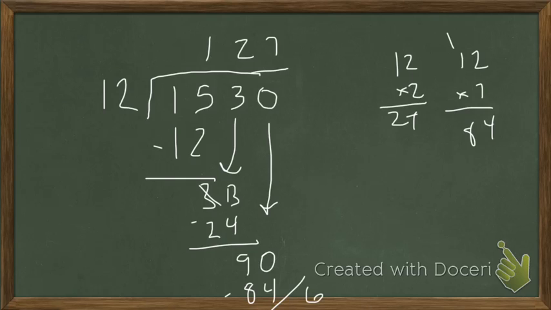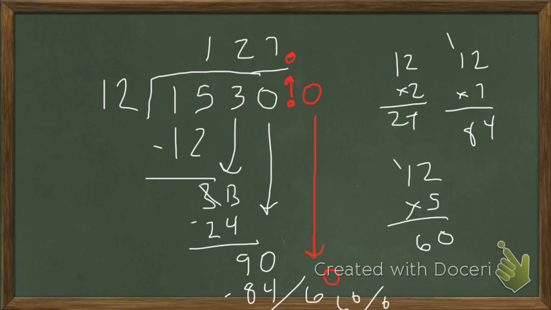Well, I can't leave a remainder, so we know what we have to do. Add a decimal point, stick it up top, add a 0, bring it down. Now you've got to see how many times 12 can go into 60. That should go in 5 times, and we get 60. So your answer would be 127.5.